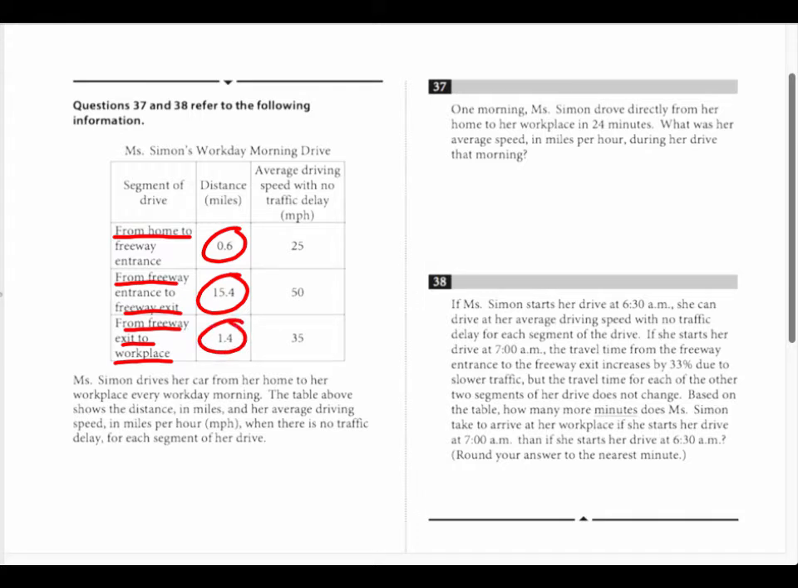So remember that the average speed is equal to the total distance over the total time. But they said 24 minutes, right? So I'm going to put that up there. So we'll probably have to convert that to hours. Okay. So let's figure out what this is.